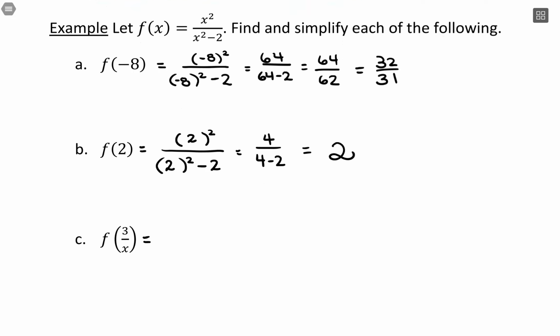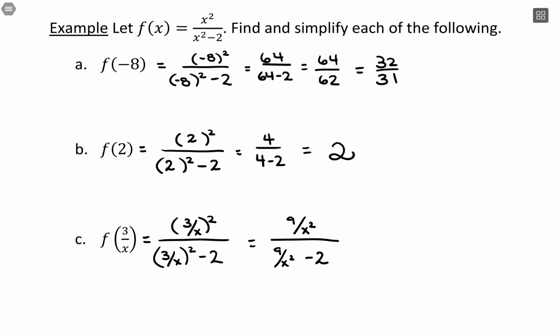All right, here we have a function as the input, but it's still the same idea. We have something squared over something squared minus 2. It's just that what we're plugging in is 3 over x, which equals 9 over x squared, over 9 over x squared minus 2.